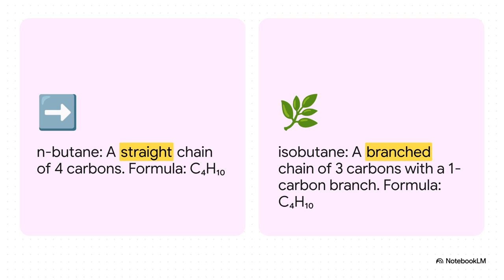C4H10 can be n-butane, just a straight, simple chain of 4 carbons, or it can be isobutane, a shorter 3-carbon chain with a branch. They have the exact same list of ingredients, but they're built in completely different ways. They are 2 totally distinct molecules that share one single formula.